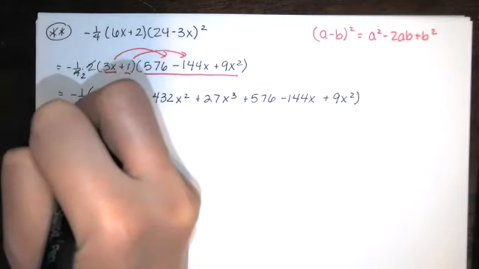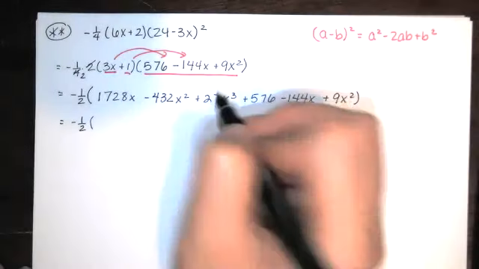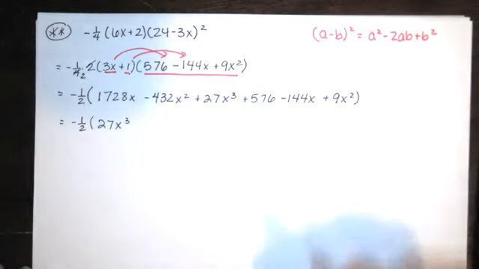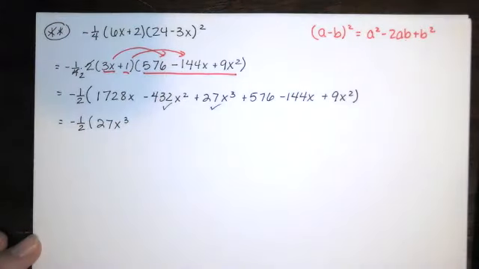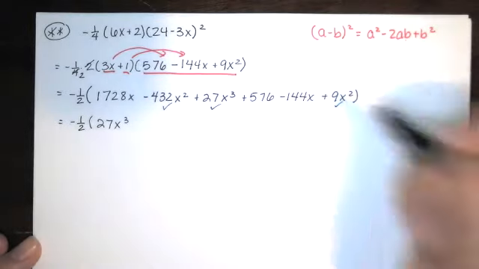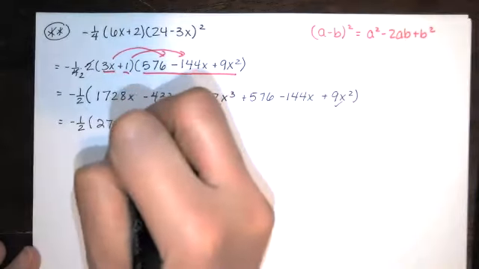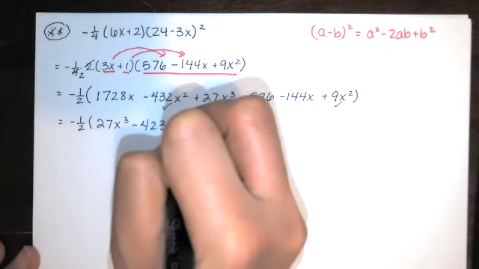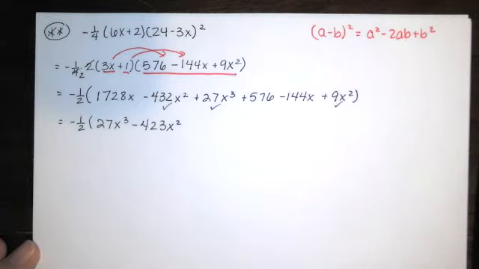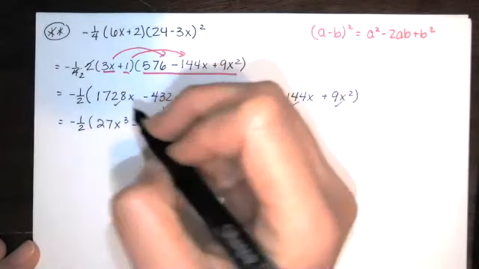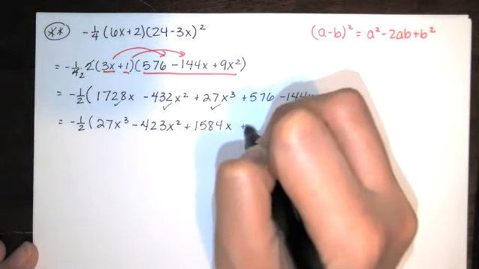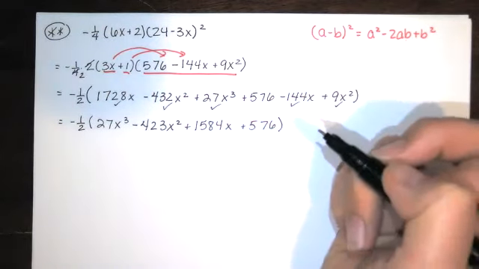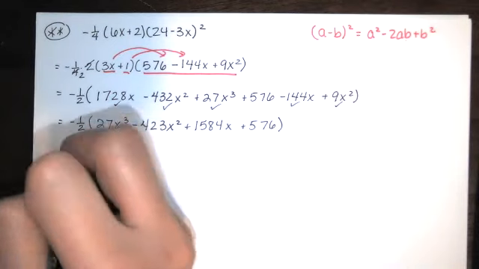And then let's collect like terms. Put the x cubed term first. Then the x squared terms, I've got negative 432, and then a 9x squared. I have negative 423x squared. And I've got that 1728x minus 144x. So that's 1584 times x, plus 576. And we can take each of these and divide by 2, or divide by -2.